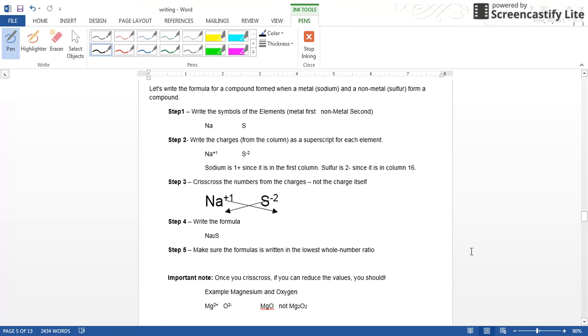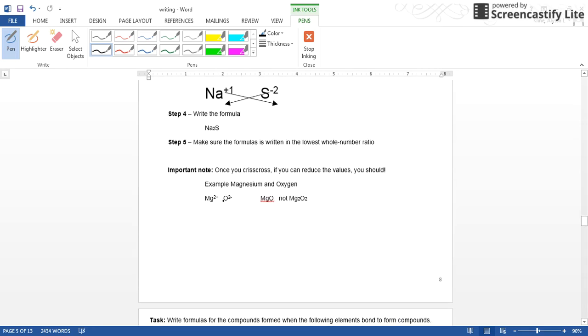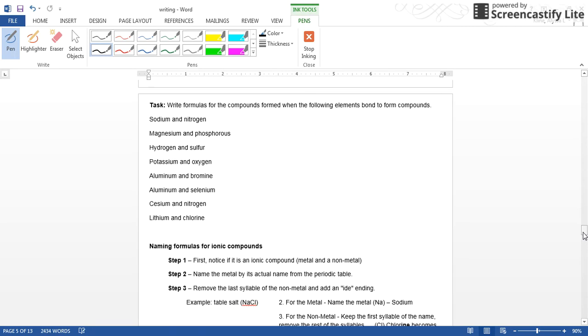Then you go ahead and make sure it's written in the lowest whole number ratio. So for example, if you were to do magnesium and oxygen, you would get Mg2O2. Reduce that, so it's just MgO. All right, so let's try an example here. Let's just go ahead and look at the first one.